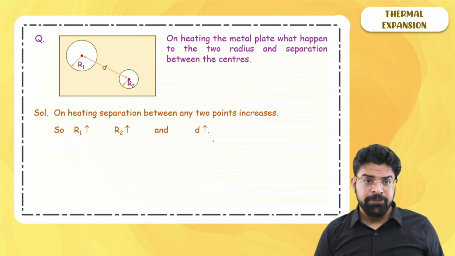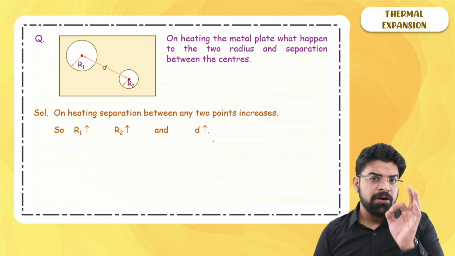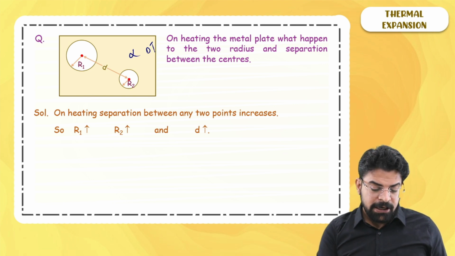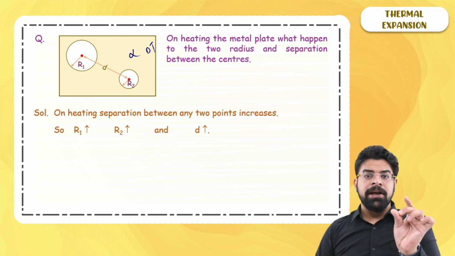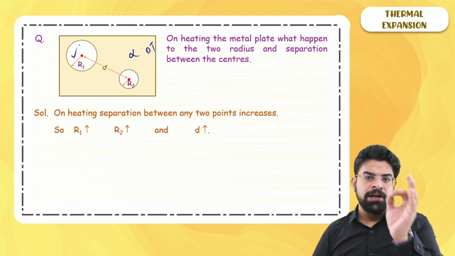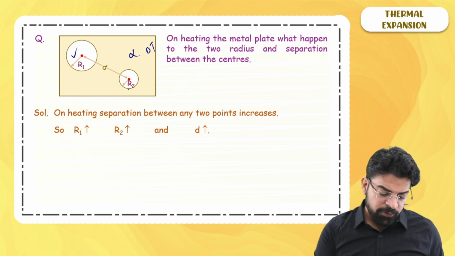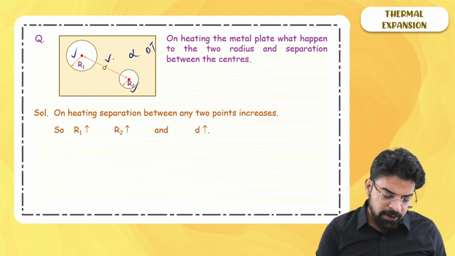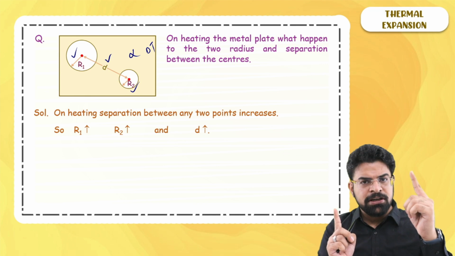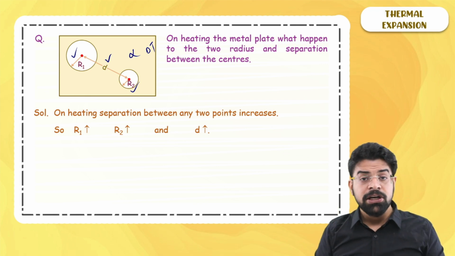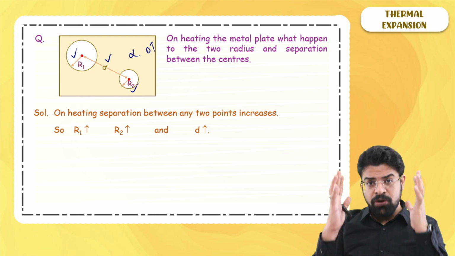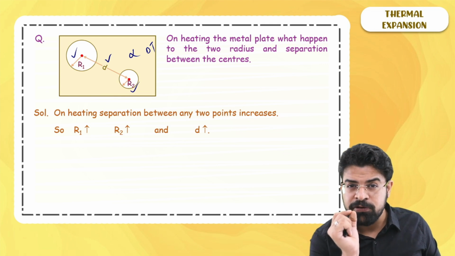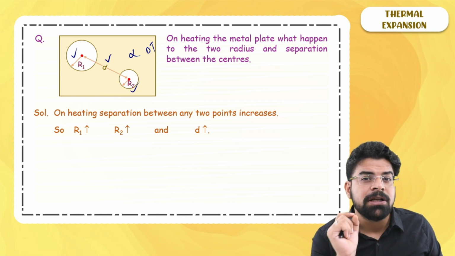Now, if they tell me that the coefficient of linear expansion of this plate material is alpha and the temperature is increased by delta T, tell me what will be the final radius of the first circle. I will simply say R1 into 1 plus alpha delta T. What will be the final radius of this second hole? R2 into 1 plus alpha delta T. What will be the final distance between these two centers? Initial distance D into 1 plus alpha delta T. So each distance between any 2 points on this object becomes 1 plus alpha delta T times. So that factor of 1.1 which I took now, that is nothing but 1 plus alpha delta T.